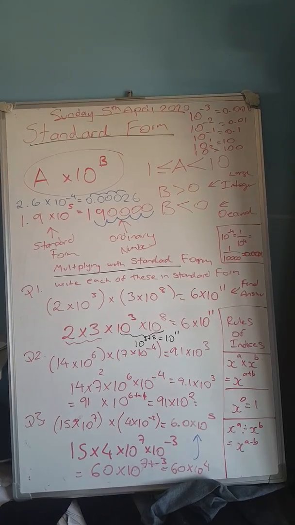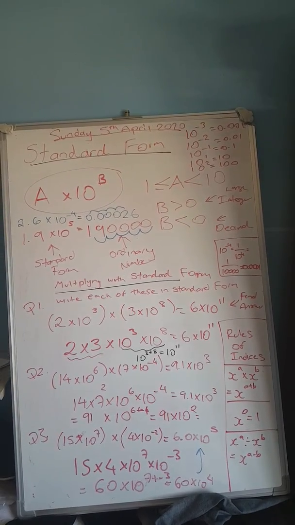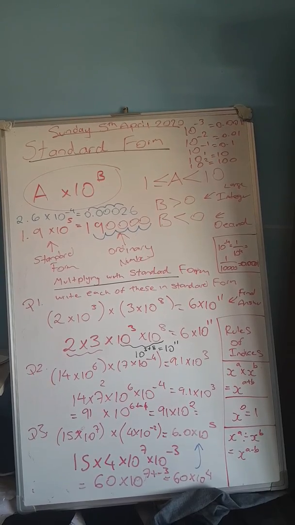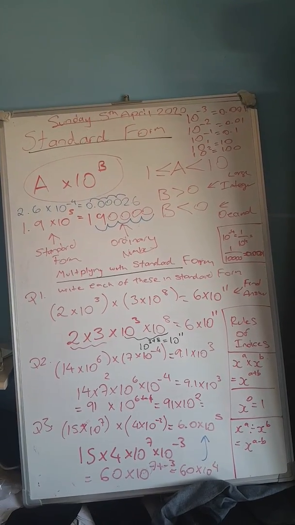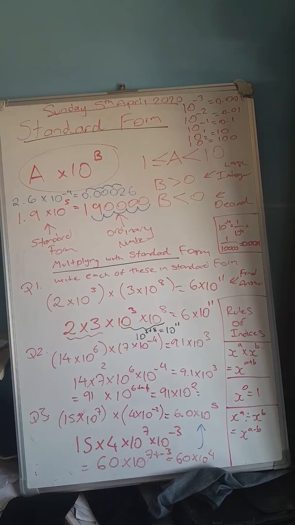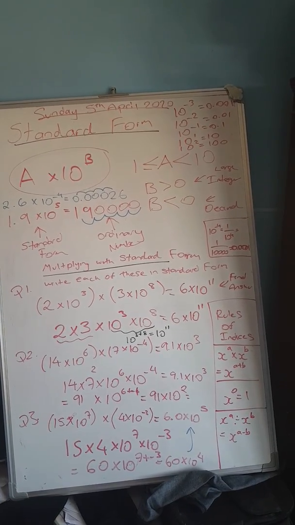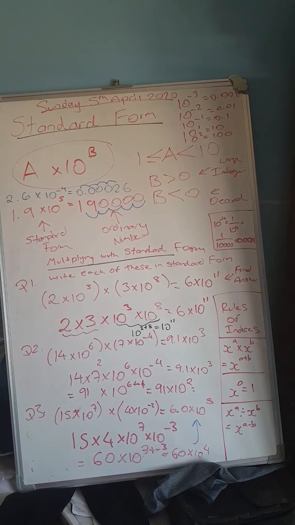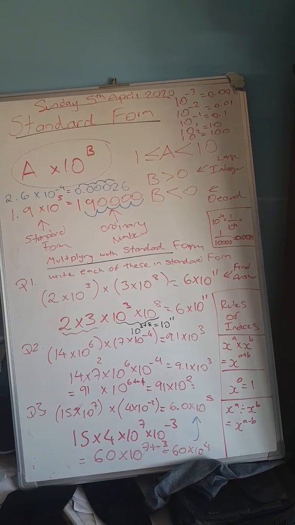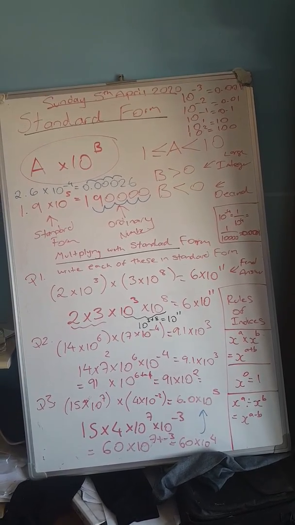Okay, so example number 2, guys: 14 times 10 to the 6 times 7 times 10 to the minus 4. So again, 14 times 7 is going to be 91. Then 10 to the power of 6 times 10 to the negative 4, so being careful with our signs here. We're doing 6 add negative 4, which becomes 2. Sorry, I don't know why I put 3 there. It is 2, sorry, for that one. Okay, so it's 91 times 10 squared.